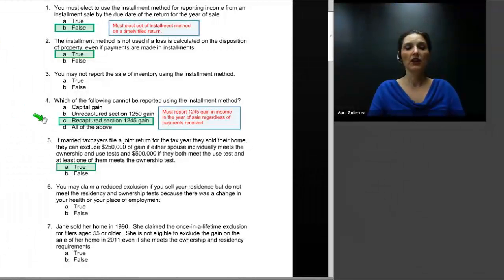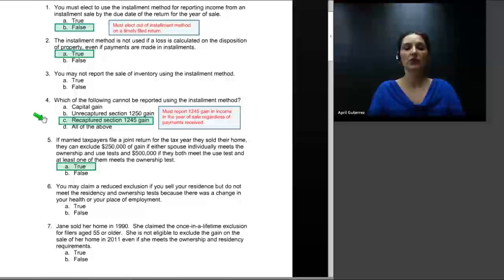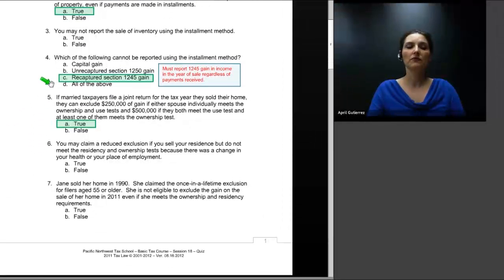Number 4, which of the following cannot be reported using the installment method? We offer capital gain, unrecaptured Section 1250 gain, recaptured Section 1245 gain, or all of the above. What we spent most of Session 18 hammering into you is that when we sell capital gain property, or when we sell an asset at a gain, we can report that gain under the installment method, assuming, of course, that we have an installment sale. But there is one kind of recapture that is not eligible for the installment method, and that is the recapture on depreciation on the sale of Section 1245 property.